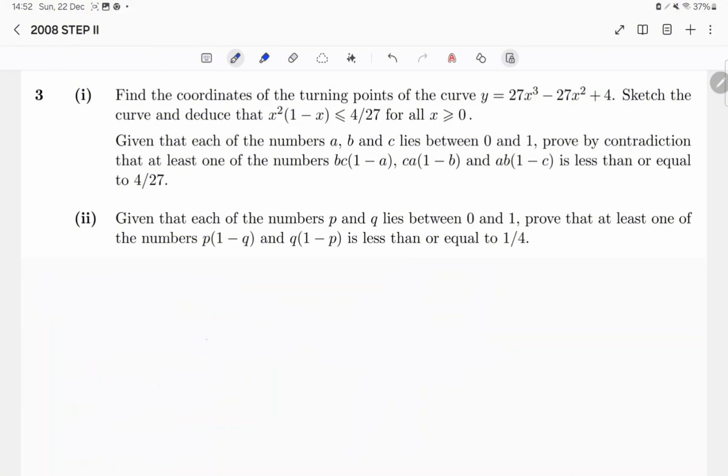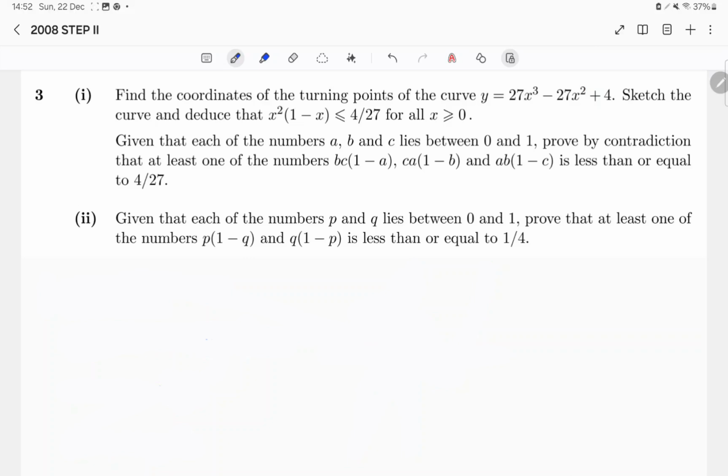Given that each of the numbers a, b, and c lies between 0 and 1, prove, by contradiction, that at least one of the numbers b, c, 1 minus a; c, a, 1 minus b; and a, b, 1 minus c is less than or equal to 4 over 27.